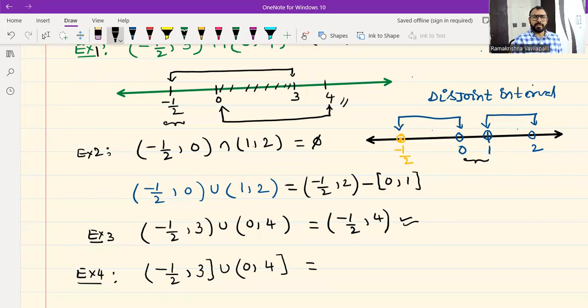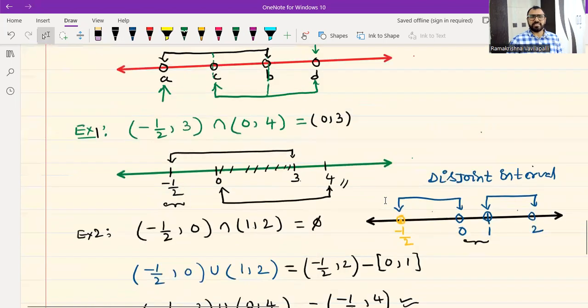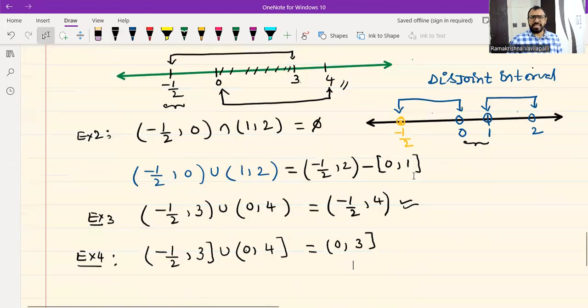See here, the common interval is 0 to 3. So here 0 is open, and 3 is closed. That's it. So according to the given situation, you have to take the intervals.